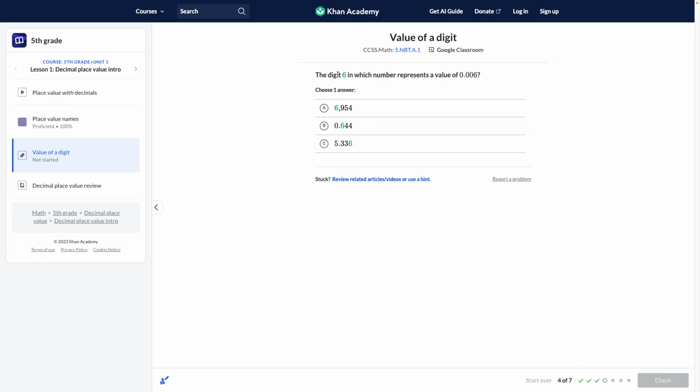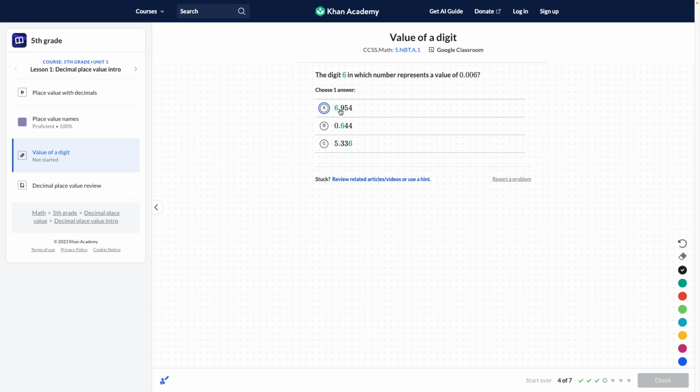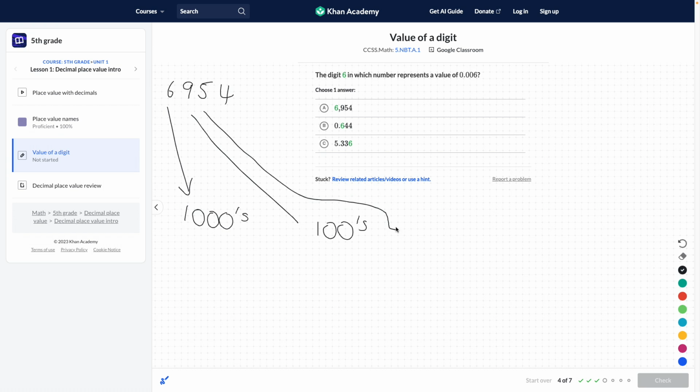And there we go. Okay, the digit 6 in which number represents a value of, so the thousands. So the 6,000 we want to look at. Well, first of all, we've got 6,954. Well, let's get rid of this comma first. We've got 6954. And what do we have? Well, the 6 here is in the thousands, right, with an S. And then the 9 here is in the hundreds, right? And the 5 here is in the tens. And then the 4 here is in the ones.